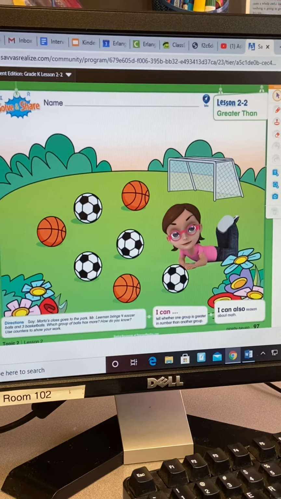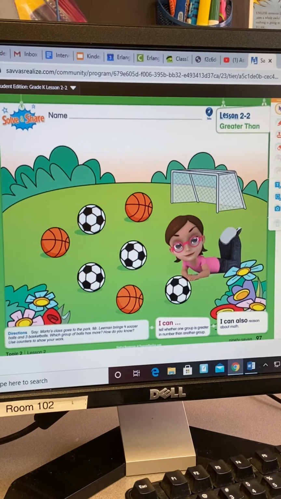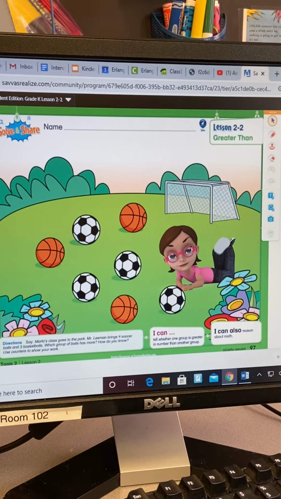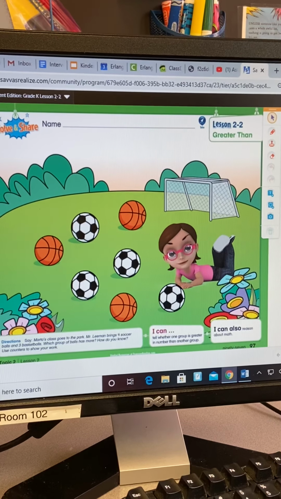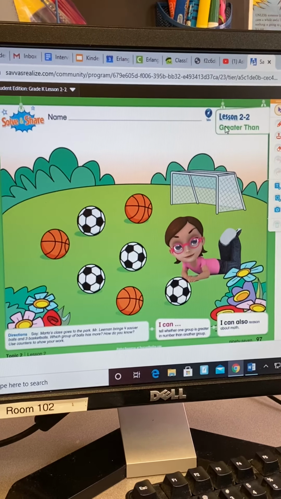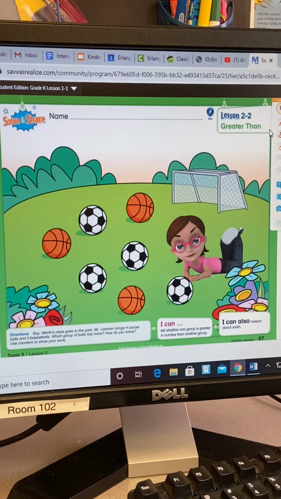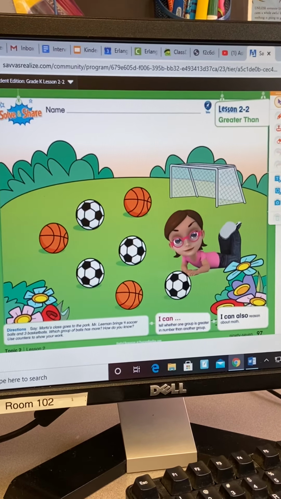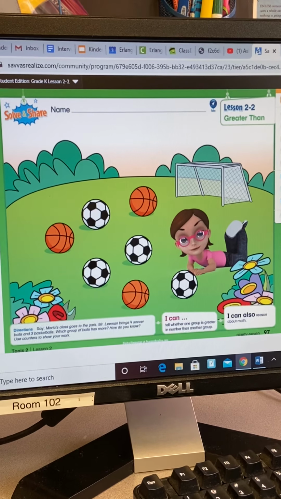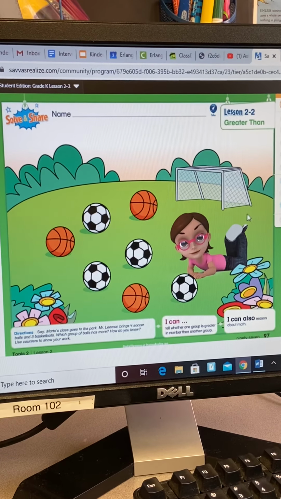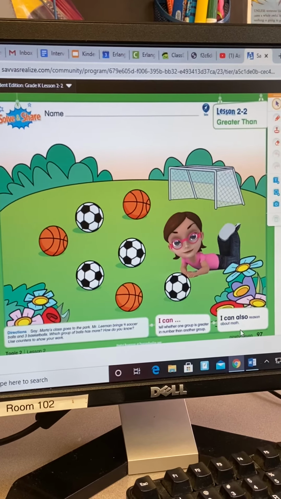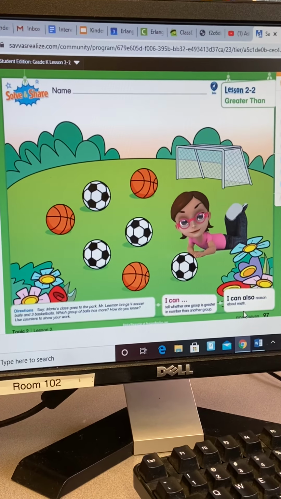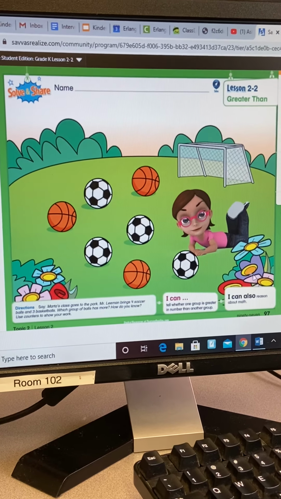For this lesson, we're going to continue to compare and match our groups to see if we have the same amount, if we have equal amounts, or if we have greater than one another. Now, the word greater means if I have more of something. So we're going to see if we have the same amount or more of something in this lesson. So our I can statement is, I can tell whether one group is greater, more, in number than another group.